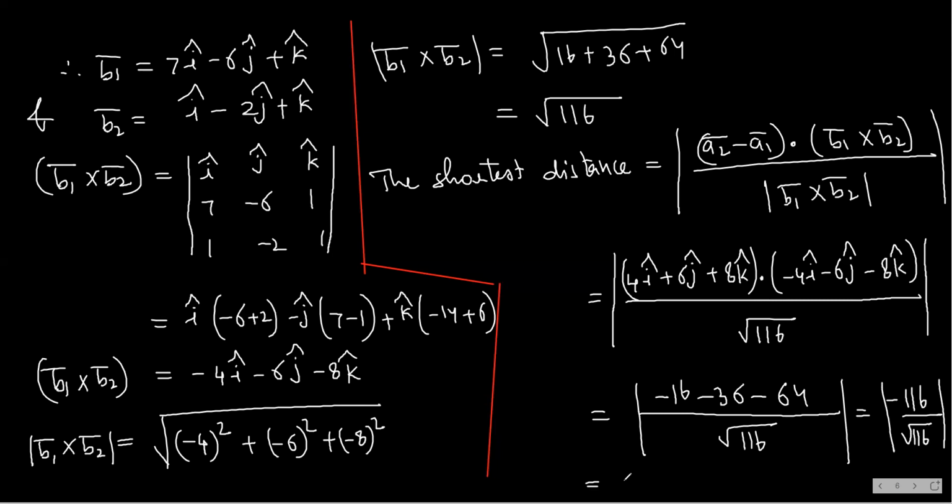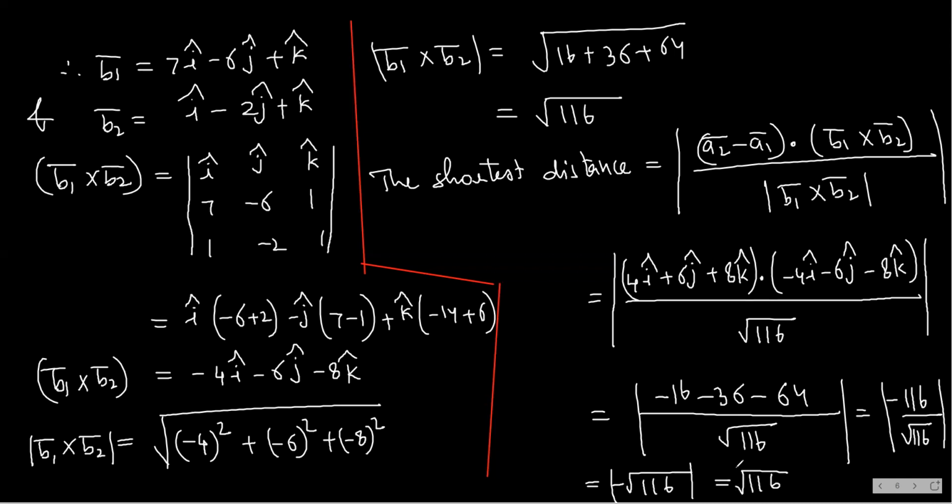Now you understand, in the numerator I have 116, in the denominator I have square root of 116. So finally the answer I'll get is square root of 116, but that will be negative inside the mod. But you know, we have put the mod for the same reason that we do not want to get negative in the answer. So outside the mod, it will be root of 116. This is the shortest distance. Root of 116 is the shortest distance.